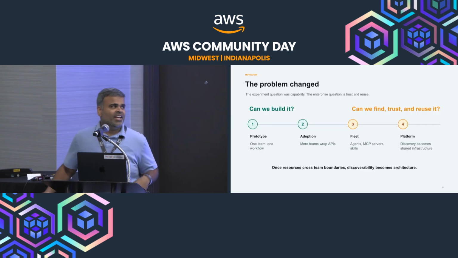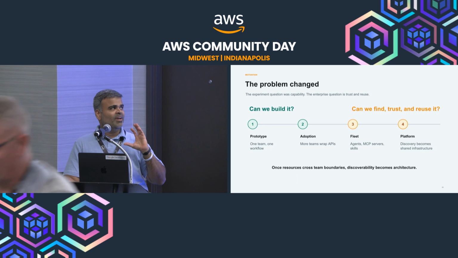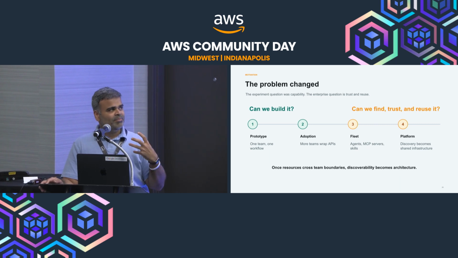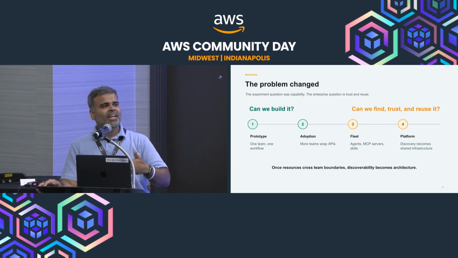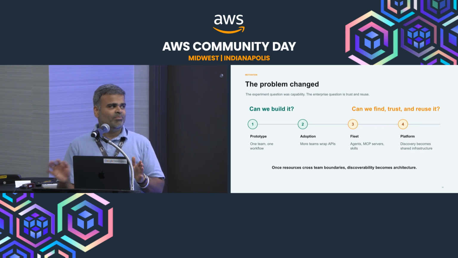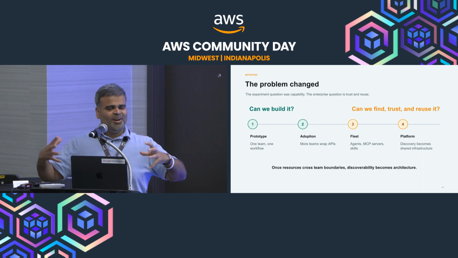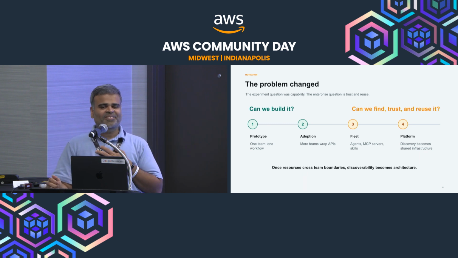So if you look at the landscape of agentic resources and building, we've moved from prototyping and evaluating the capabilities to more of a fleet and a platform situation. It used to be, can I build this? Can we automate a specific flow? And then how do we onboard the resources that we've built so all the teams can use them? Now we have multiple agents, multiple MCP servers, and skills that all teams are building. At an enterprise level, they become a fleet of agentic resources.